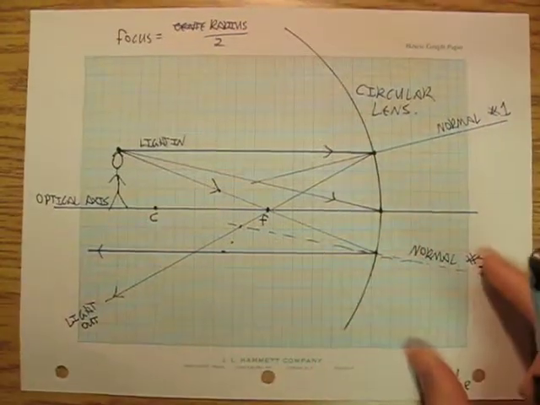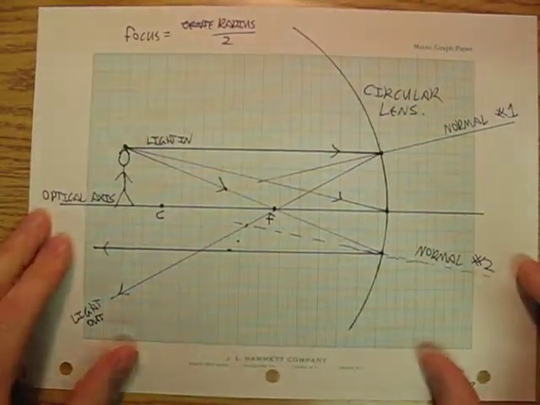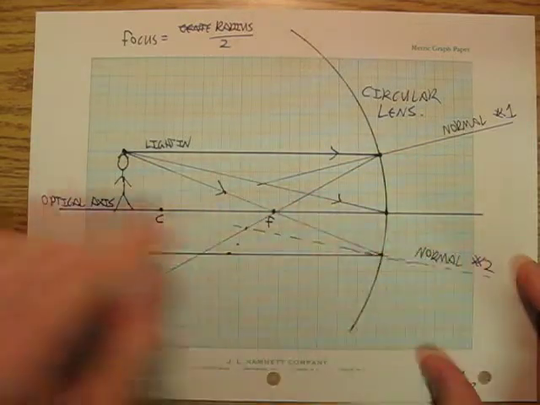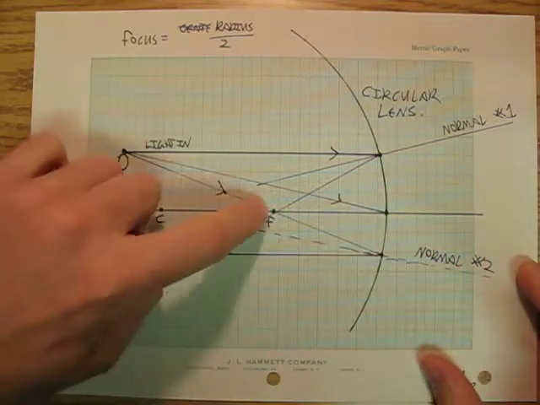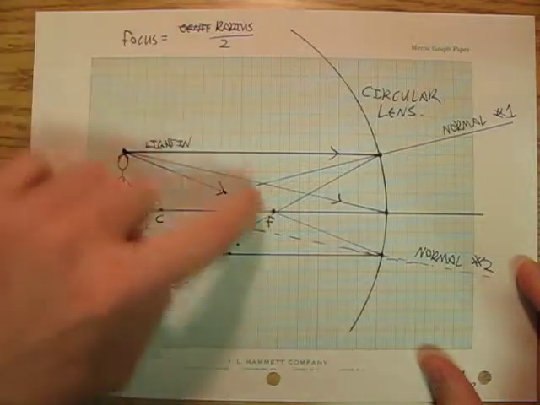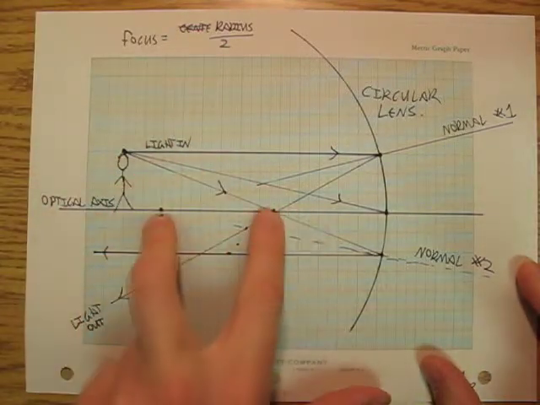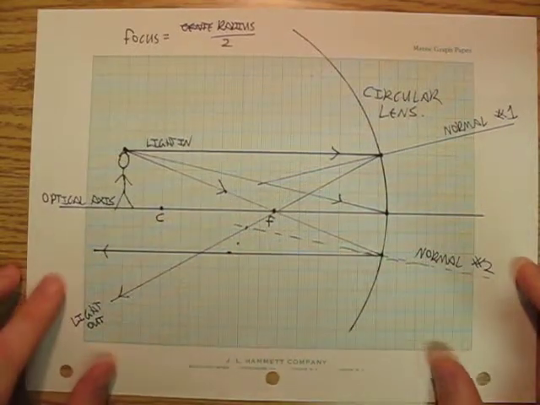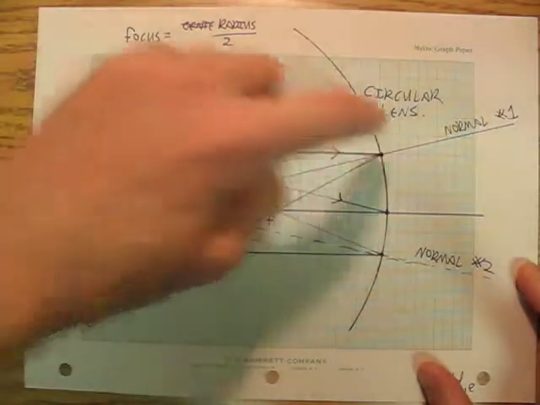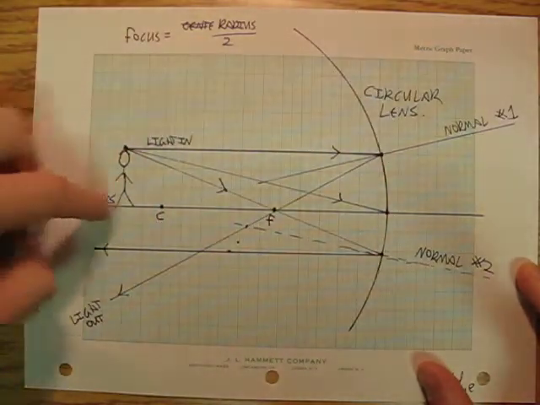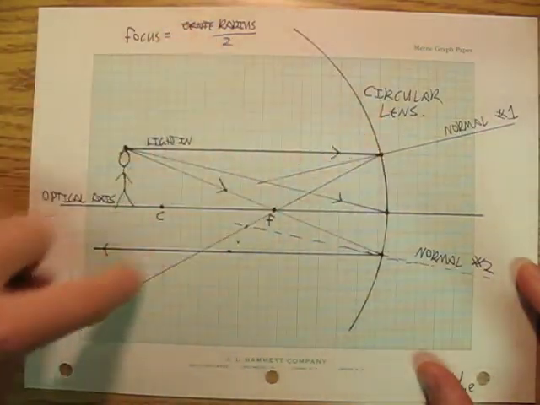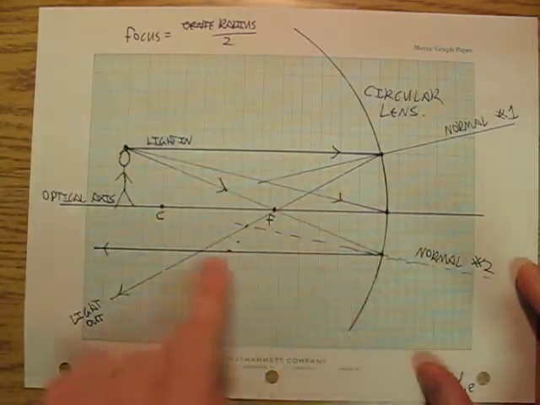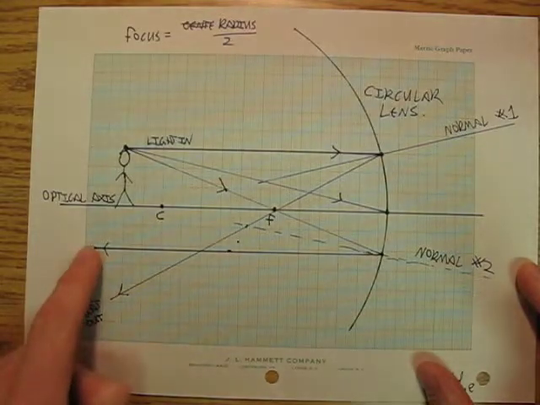It's a little bit like this, and we have an optical axis which goes right through the center of the curvature. We have the center of the lens. We have the focus of the lens, which is 1/2 of the distance, 1/2 of the radius of curvature. And we talked about the light. Light parallel to the optical axis goes out through the focus. Light through the focus goes out parallel to the optical axis.